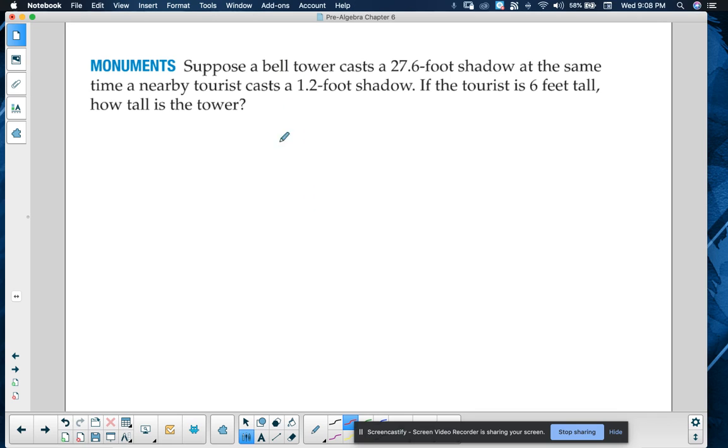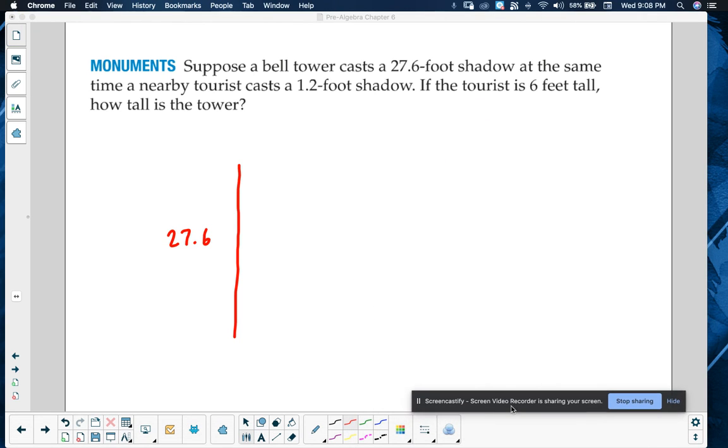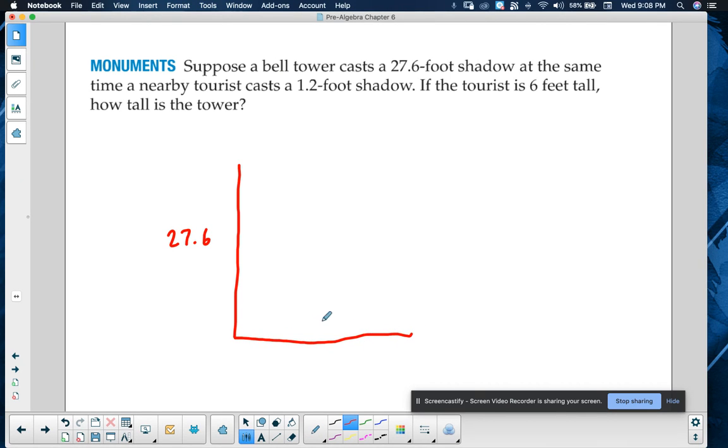So here we have the bell tower is going to be 27.6. Oh, that's the shadow. My apologies. Let me go ahead and change that. So the shadow is going to be 27.6 feet.